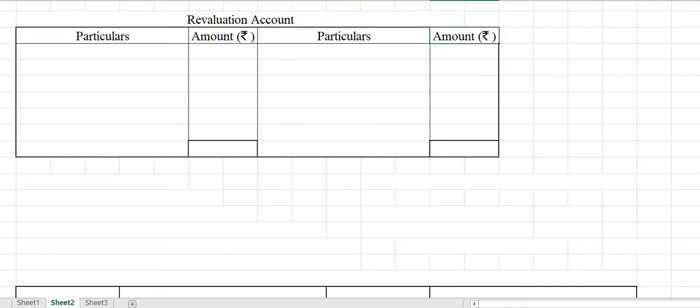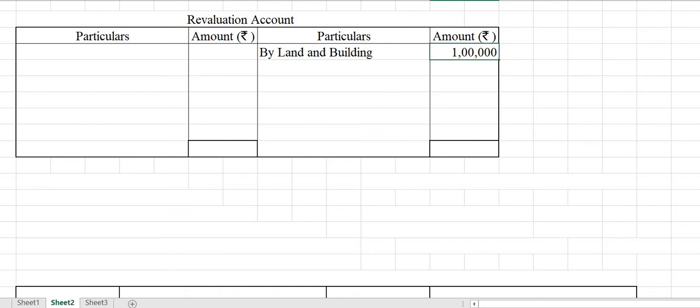So now we can come back to the question. The first adjustment says that the value of land and building is increased to rupees 5 lakh. Earlier there was 4 lakh. So it increased to 5 lakh, which means how much is the increase? 1 lakh is the increase, so it can be counted as an income. So it can be credited to the revaluation account. So by land and building we will write the amount 1 lakh because that was the increase.